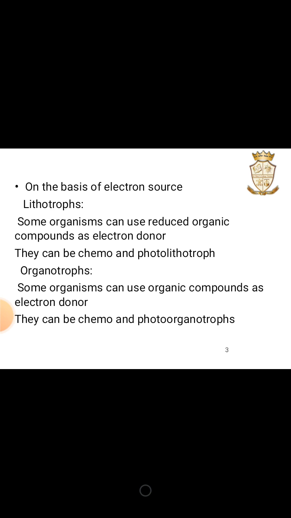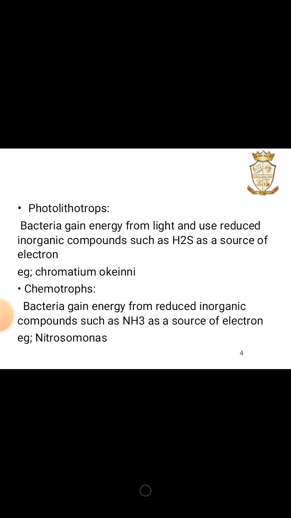On the basis of electron source, there are two types of bacteria, lithotrophs and organotrophs. Lithotrophs are organisms that can use reduced inorganic compounds as electron donors. Organotrophs are organisms that can use organic compounds as electron donors.